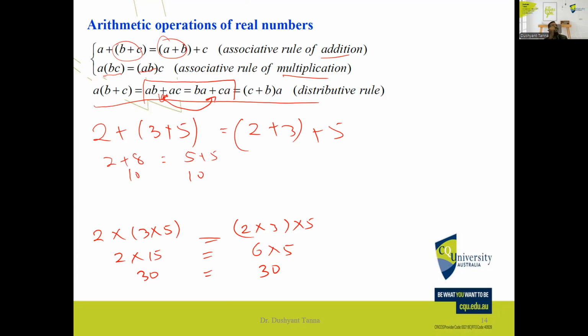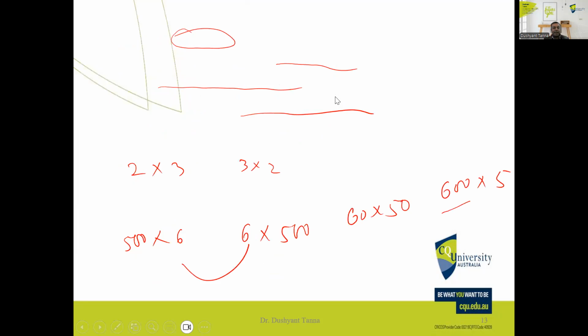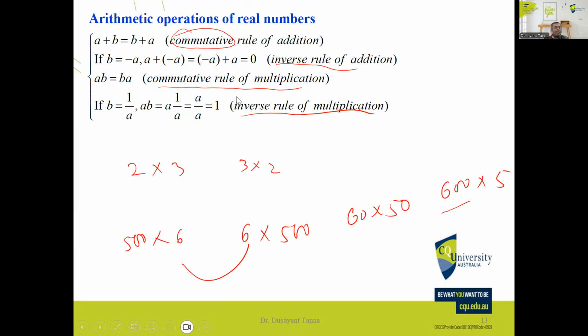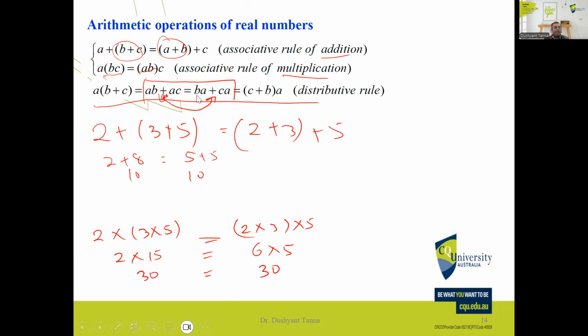What is the name? The commutative rule of multiplication. Very good. AB is the same as BA, the commutative rule we just saw up here. AB is BA, and similarly AC is CA. And then this one is called reverse distribution. A is common, then you write B plus C or C plus B. Yes, it's called reverse distribution.